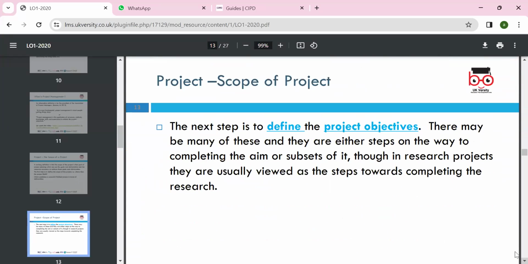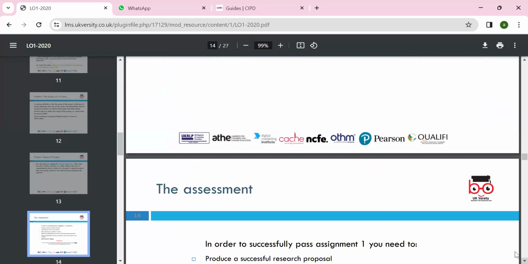Project scope. The next step is to define the project objectives. In terms of talent management, what can be the objective of talent management? There may be many of these, each a step towards completing the aim. Aims are what you do, objectives are what you achieve. So through the research project, you review the steps towards completing the research.